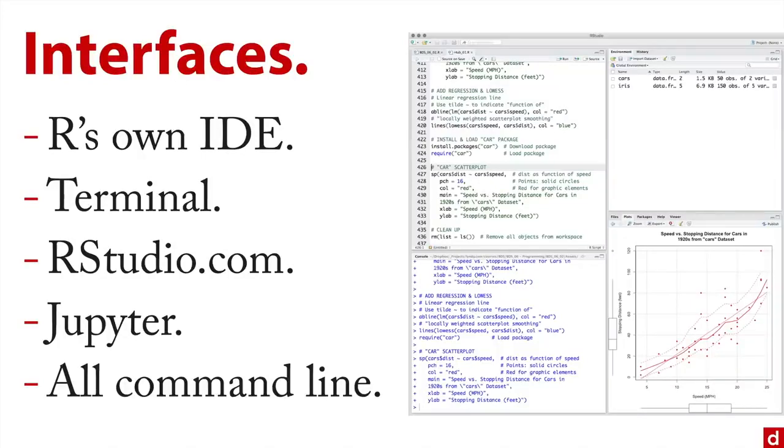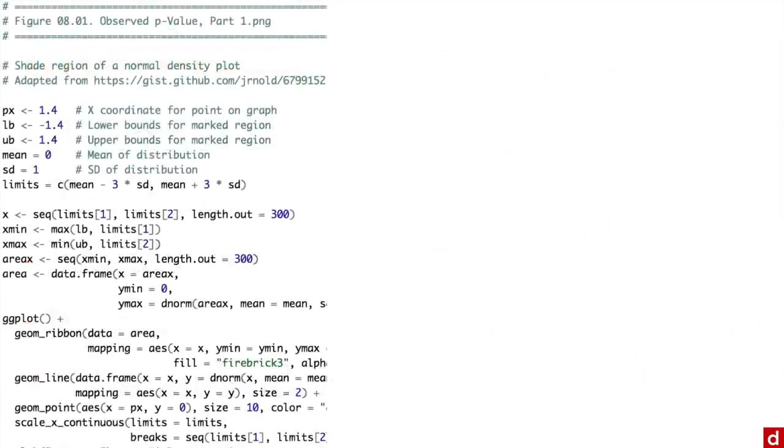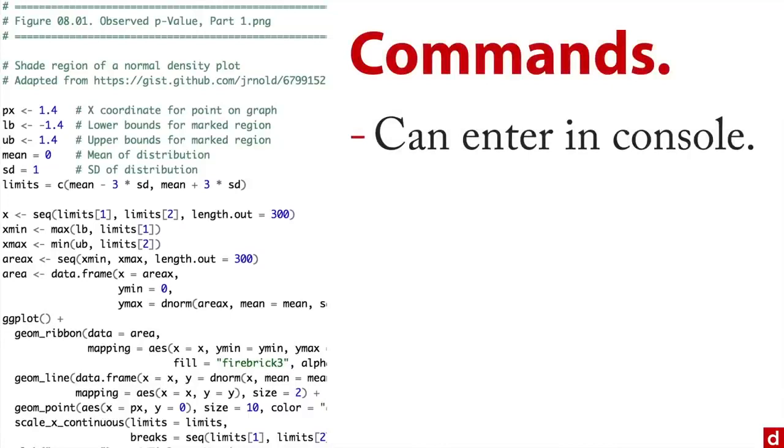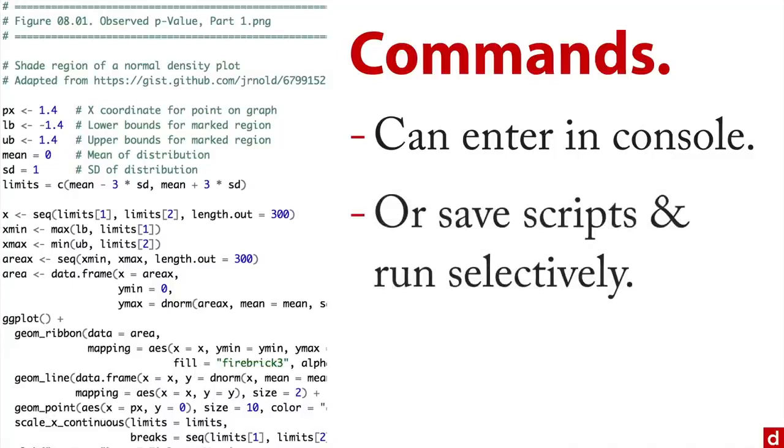So for instance, here's a short example of some commands in R. You can enter them into what's called the console, and that's just like one line at a time. That's called an interactive way. Or you can save scripts and run bits and pieces of them selectively. That makes your life a lot easier.